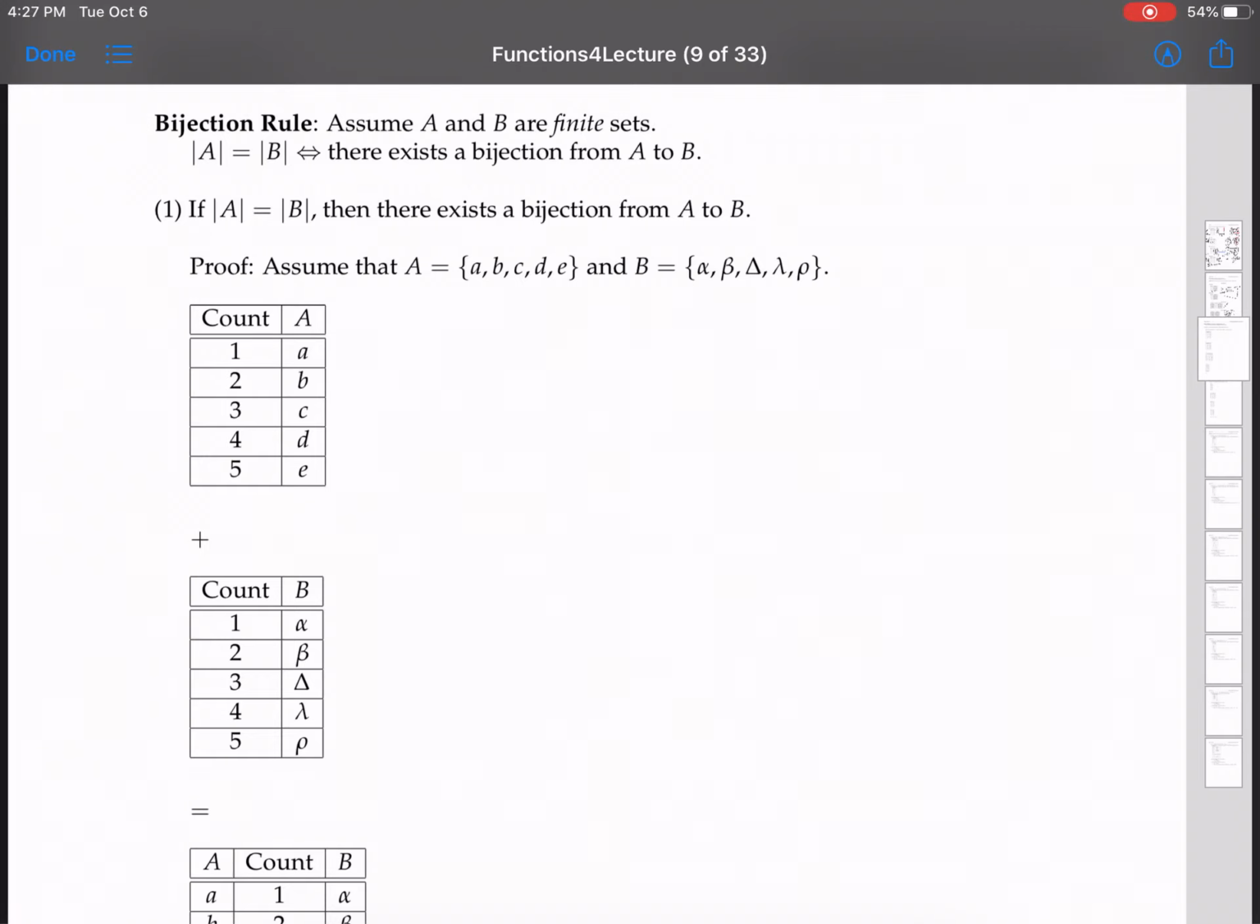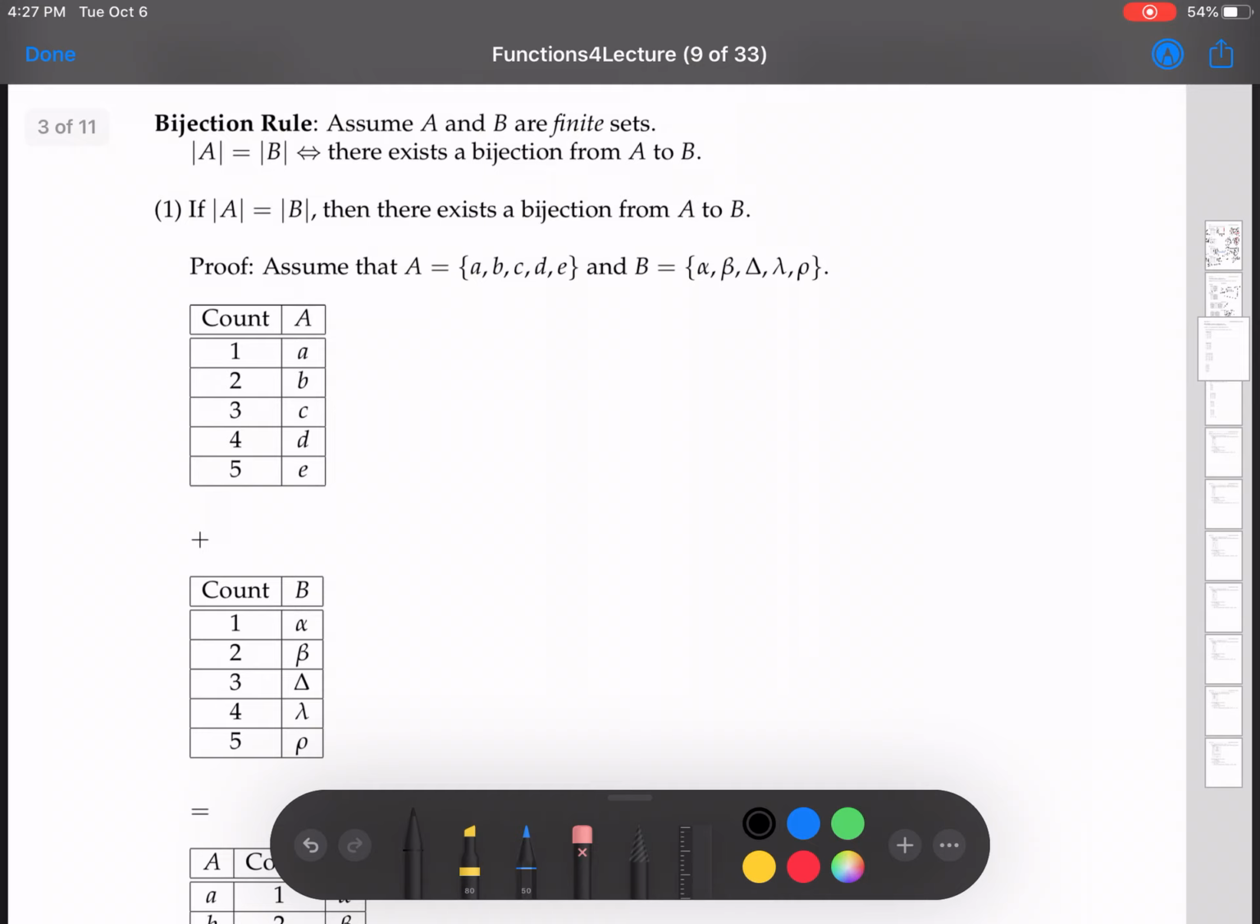All right, now here we are looking at the bijection rule again, what you read about in the Zybook. Now in the Zybook they call it a definition, and I don't like that. That bothers me. I don't think that the bijection rule for finite sets is a definition. It's actually a theorem. It's something that we can prove.